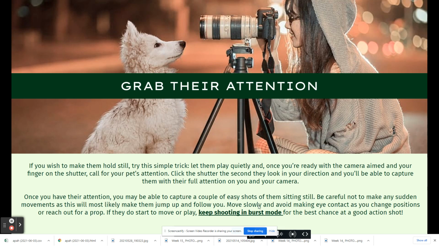A good point to make here is to keep shooting in burst mode. Remember, we did that with the sports and action photography. You just hold down the button to take a picture. Every camera on each phone is a little bit different, but usually if you just hold it down, you can get multiple pictures at the same time, and then you can choose from those pictures which one is the best.